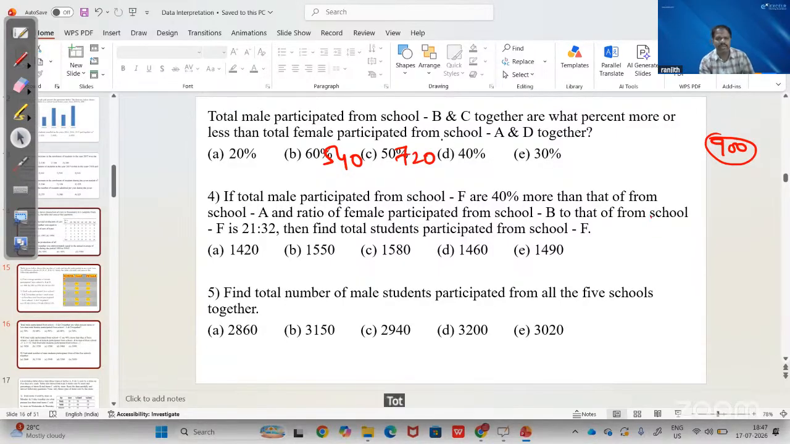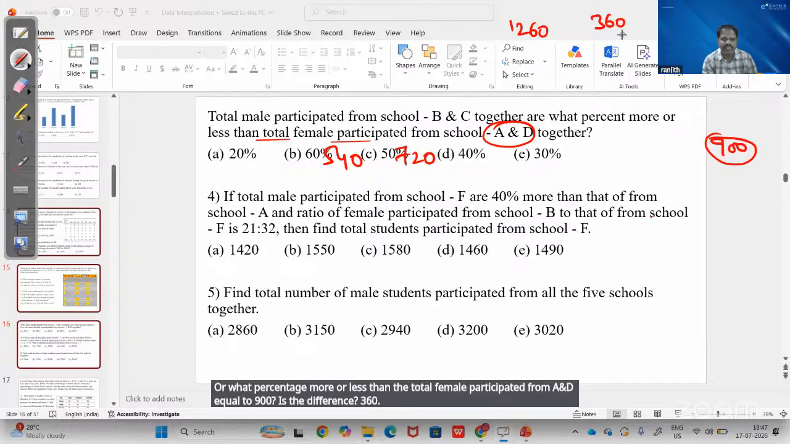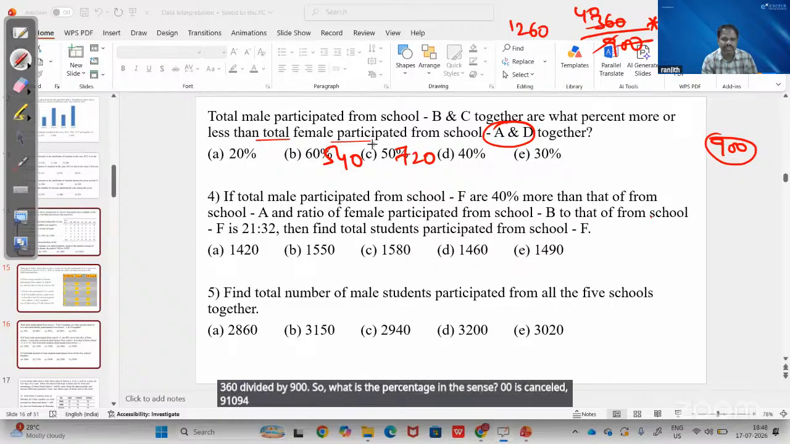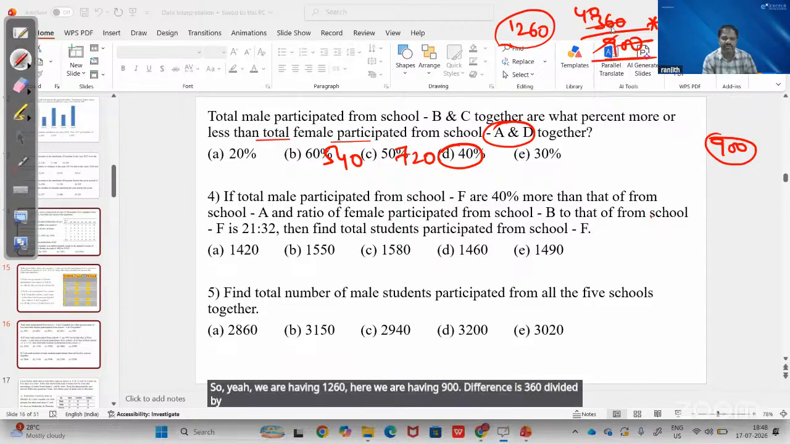Total males from B and C is 540 plus 720, which is 1260. Compared with the total females from A and D, which is 900, the difference is 360. 360 divided by 900: the zeros cancel, and 9 fours are 36. So the percentage is 40 percent. Here we have 1260, here 900, the difference is 360 divided by 900, and the answer is 40 percent.